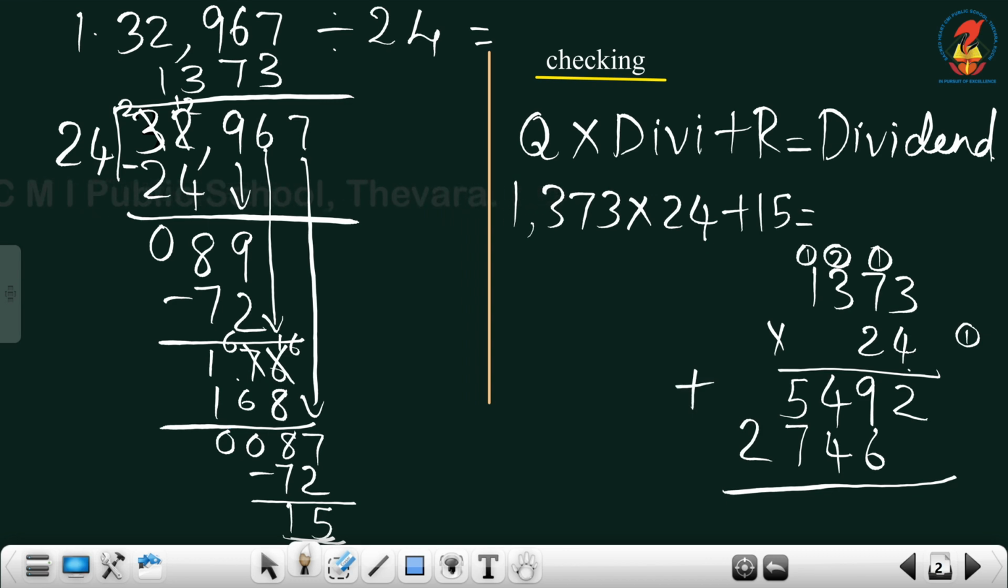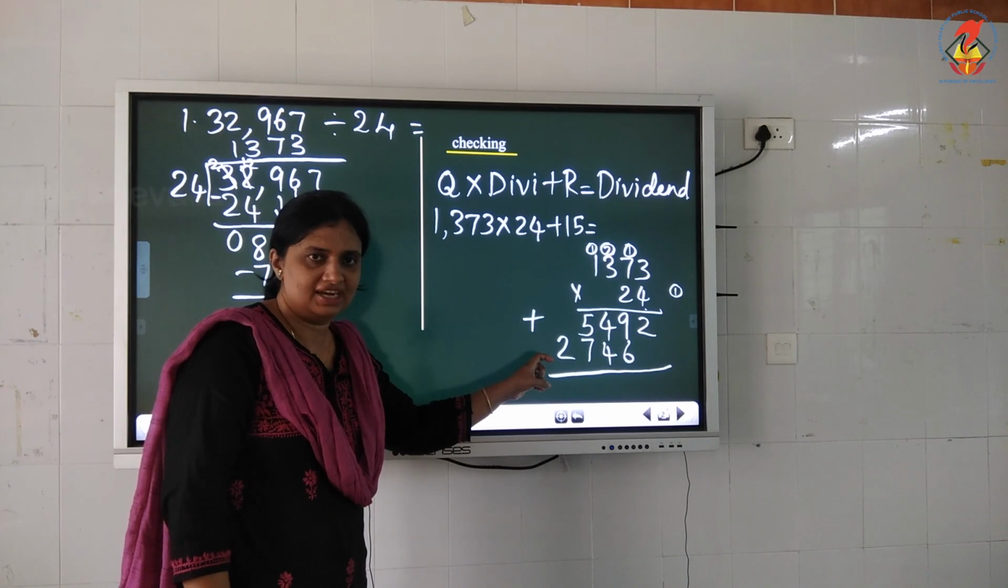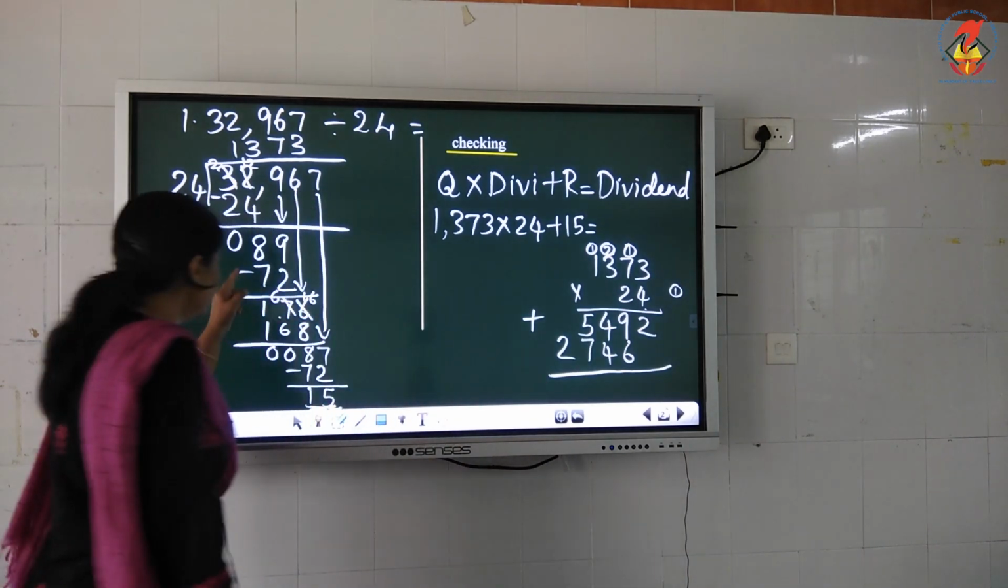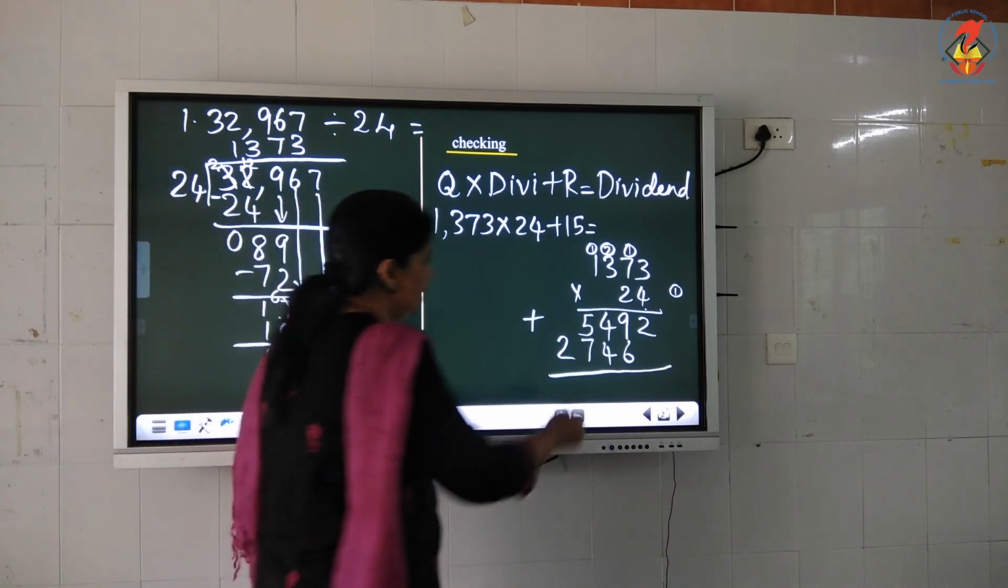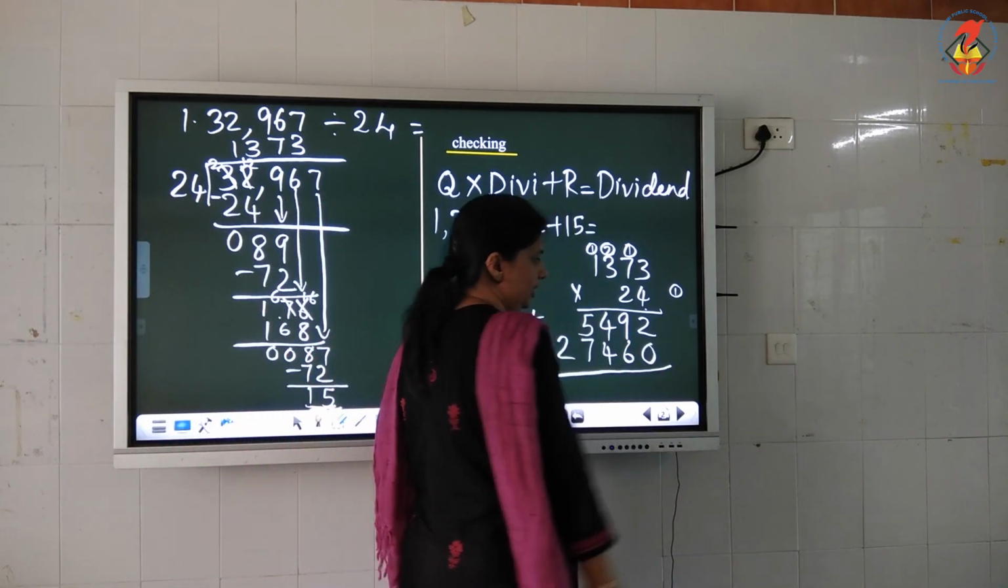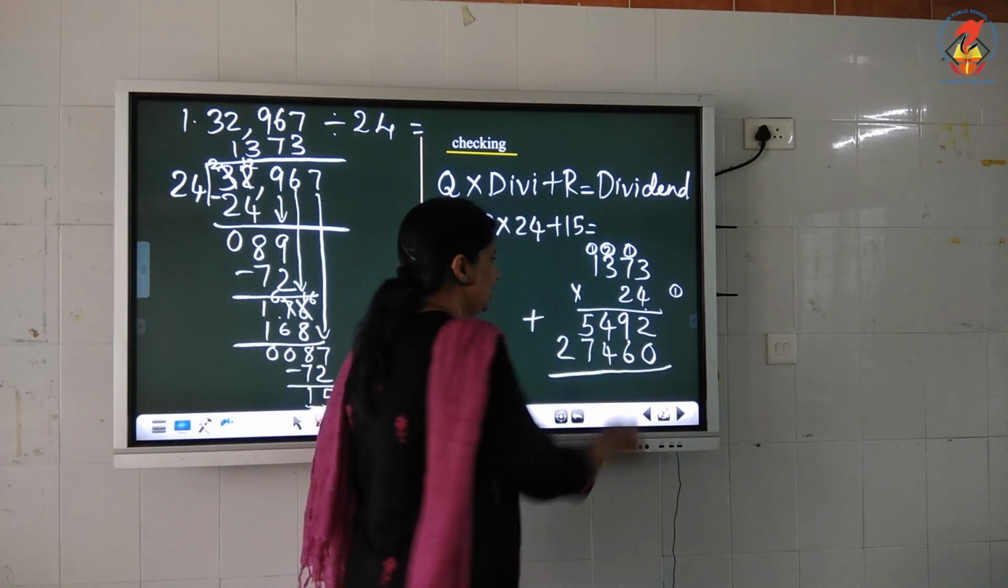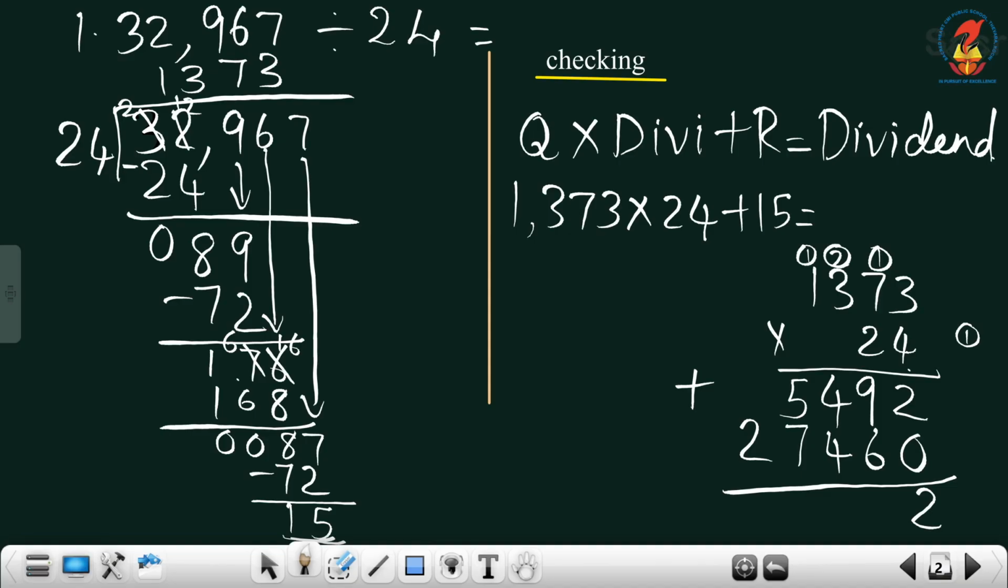After that I need to add. In the multiplication we need to use addition, and in the division we need to use subtraction. Is it clear? And I simply put 0 here. Nothing is in one's place, right? 2 plus 0, 2. 9 plus 6, 15. The carryover is 1. Then 4 plus 1, 5. 5 plus 4, 9. 7 plus 5, 12. Then 1, 3.